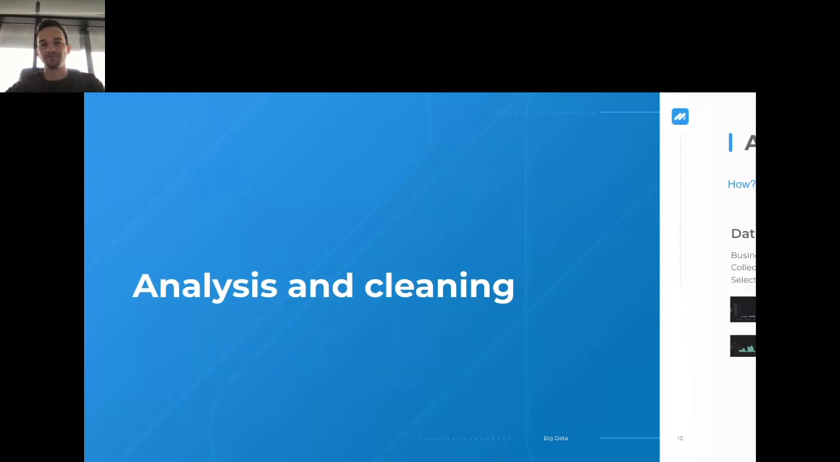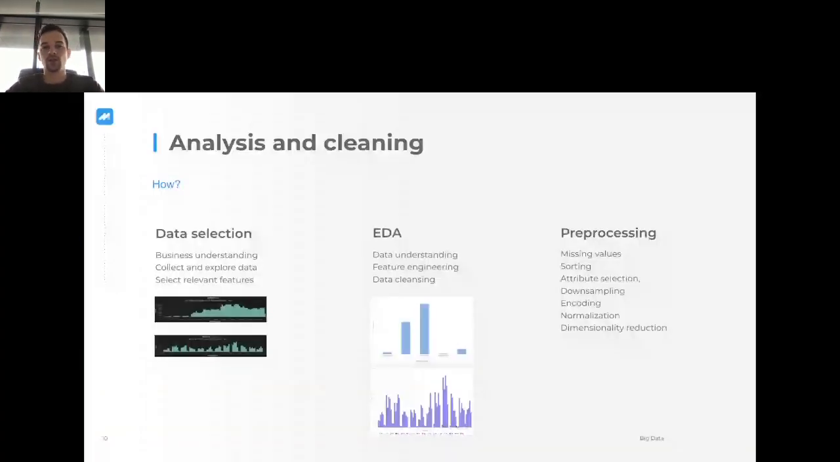Analysis and cleaning. So first we did a data selection where we understood what is happening, where the data comes from, how it's streamed, do we have anything else there and similar. We had to collect it and explore it, then select the relevant features and take that data to create an initial data set. Next, we did EDA, that stands for Exploratory Data Analysis, in which we did data understanding, a little bit of business understanding as well.